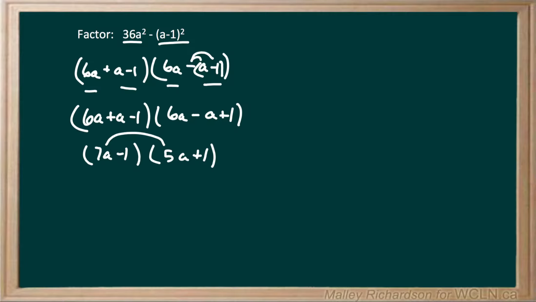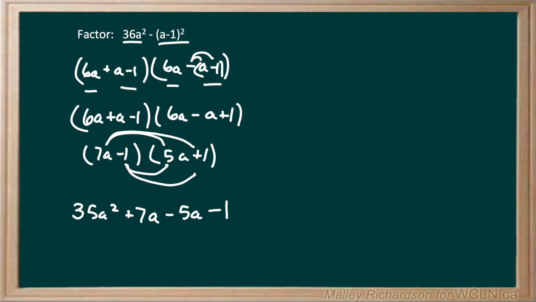We're going to multiply this 7a by our second bracket and this negative 1 by our second bracket. 7a times 5a is 35a squared, and 7a times positive 1 is plus 7a. And negative 1 times 5a is negative 5a, and negative 1 times positive 1 gives us negative 1. Now grouping together our like terms, we have 35a squared plus 2a minus 1.